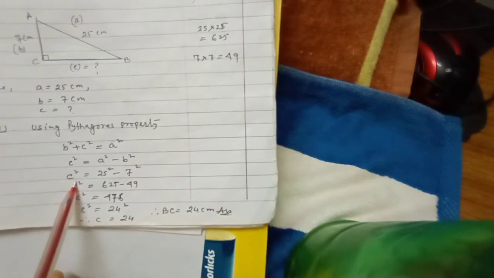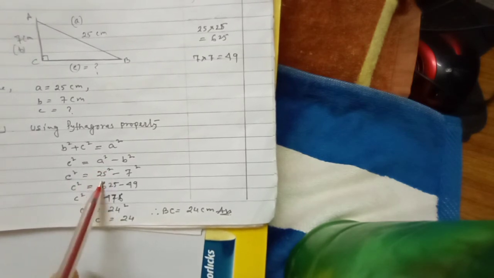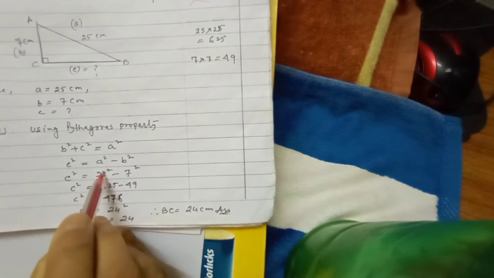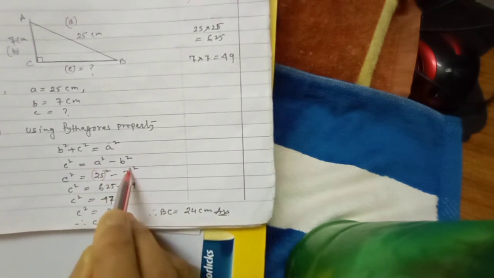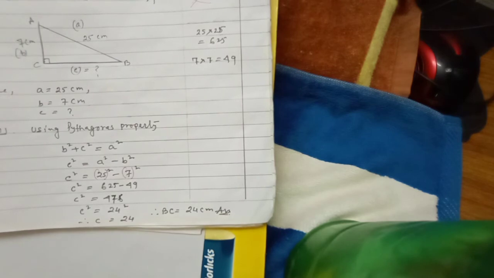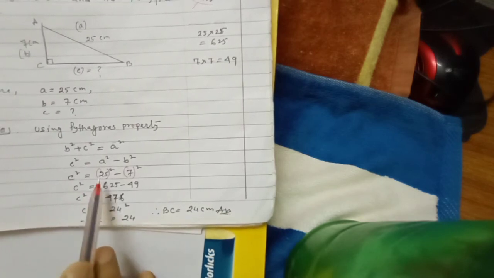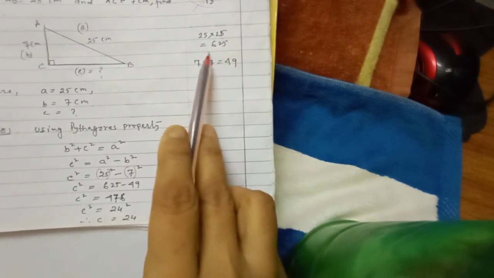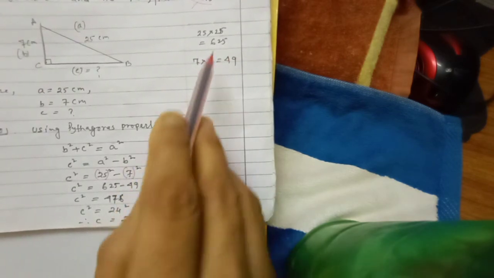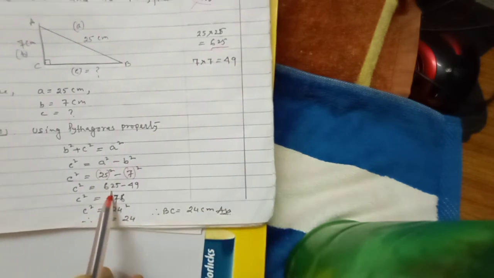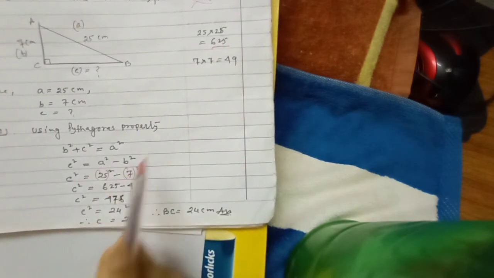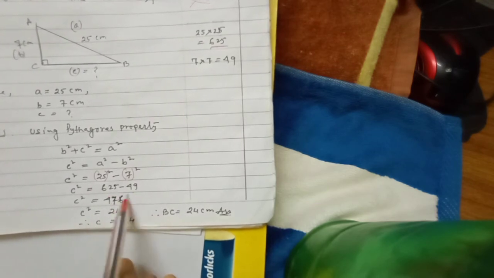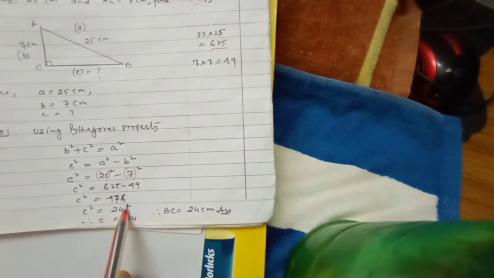C square is equal to the value of a, 25, and the value of b, 7. So a square means 25 square and b square means 7 square. C square is equal to 25 into 25 minus 7 into 7. I have shown this rough work also. 25 into 25 is 625. 7 into 7 is 49. If you subtract this, you will get 576.